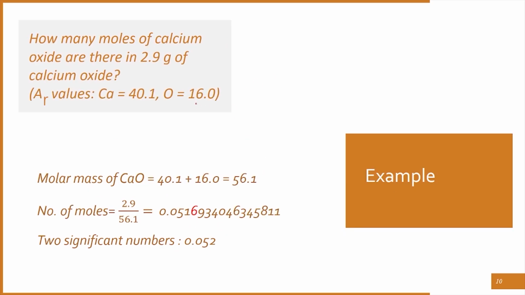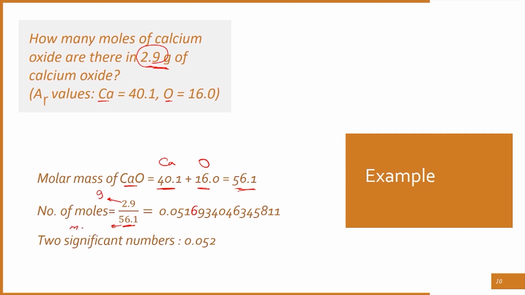Let's solve this exercise. How many moles of calcium oxide are there in 2.9 grams of calcium oxide? Knowing that the relative atomic mass value for calcium is 40.1 and for oxygen 16.0. The molar mass of calcium oxide, CaO, is equal to 40.1 plus 16.0, equal to 56.1.